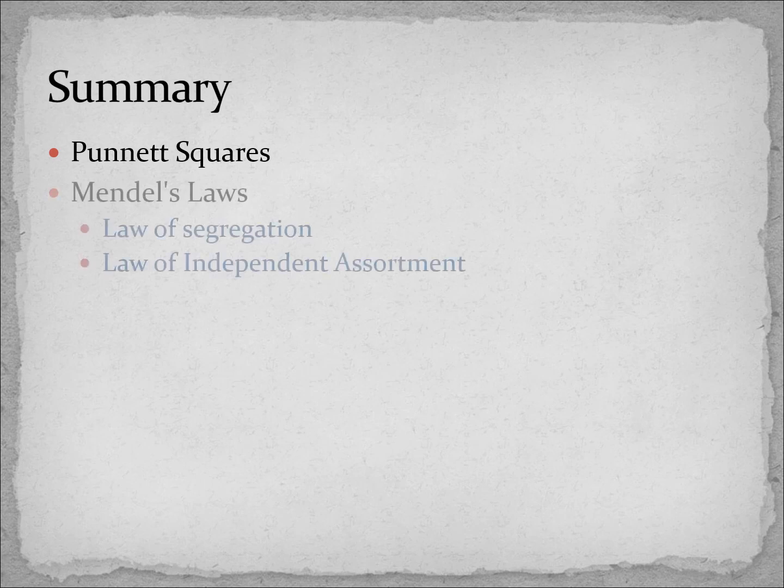Okay, so this concludes this segment. I talked a little bit about Punnett squares, although there will be a couple more segments with examples on how to work out problems using a Punnett square. And I also talked about Mendel's laws and how he developed the law of segregation using monohybrid crosses and the law of independent assortment using dihybrid crosses.